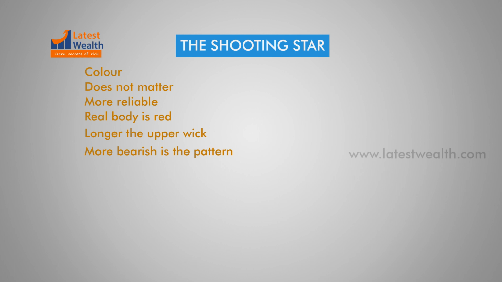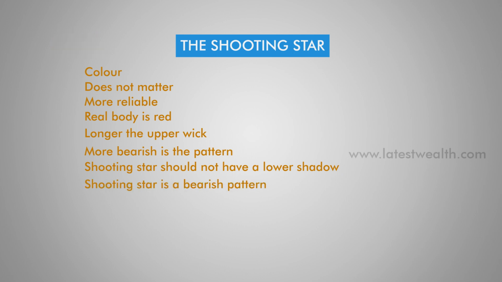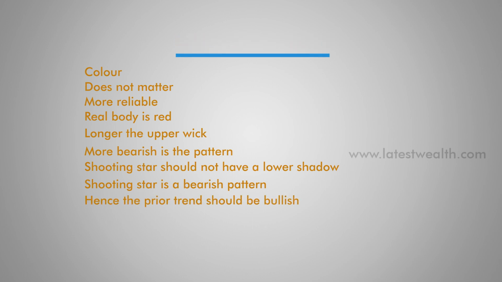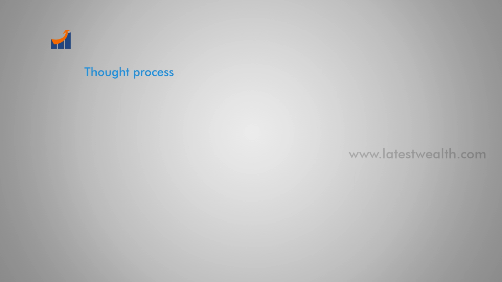The small real body is a common feature between the shooting star and the paper umbrella. Going by the exact definition, the shooting star should not have a lower shadow. However, a small lower shadow as seen in the chart above is considered alright. The shooting star is a bearish pattern, hence the prior trend should be bullish. The thought process behind the shooting star is as follows.